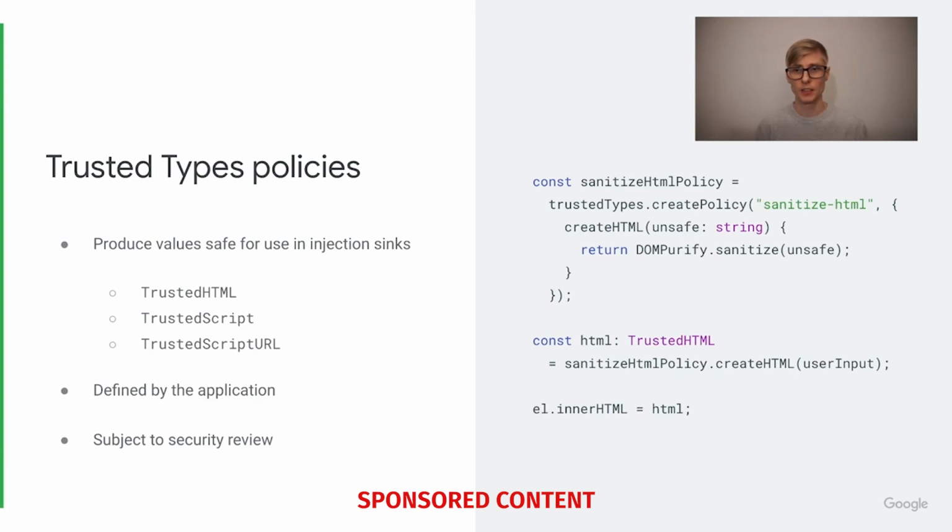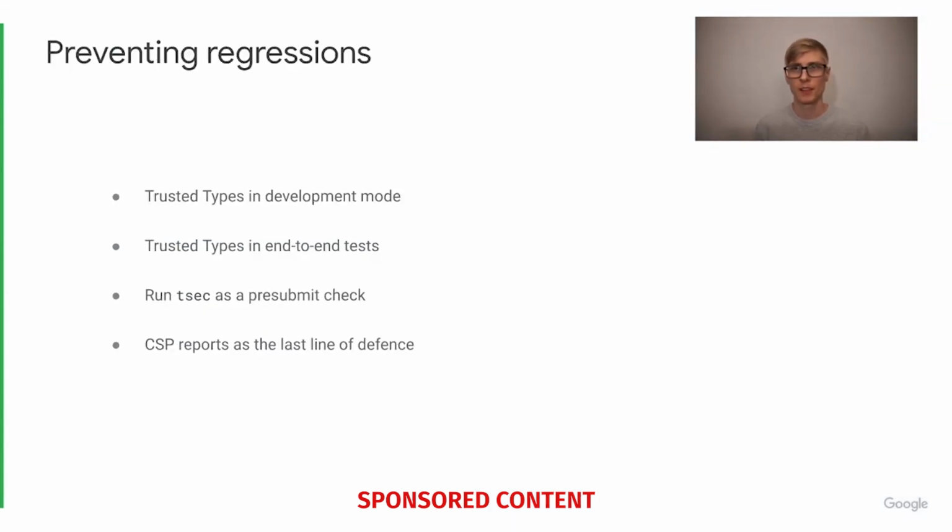In this way, trusted types forces any security sensitive code into trusted types policies. And as a result, these policies must be scrutinized for security. Once all the violations have been fixed, trusted types can be enabled in production. Going forward, we must also ensure that no new trusted types violations appear, as that may break the application.